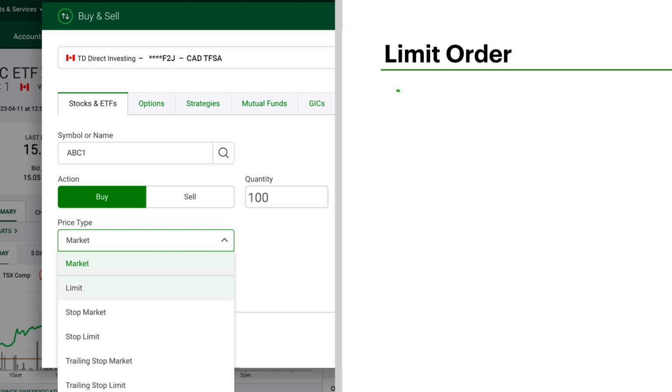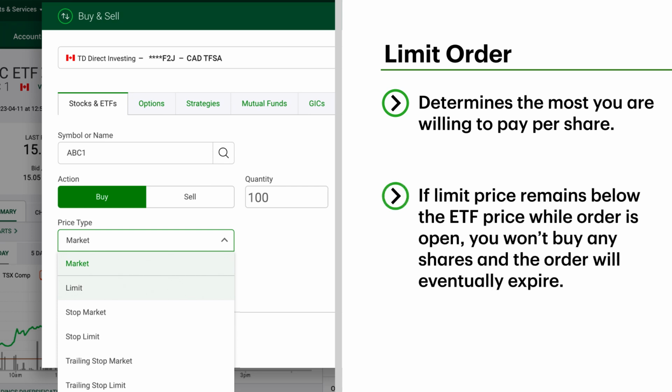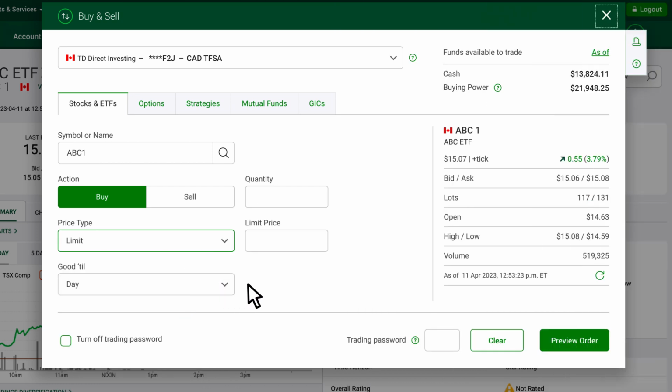A limit order allows you to determine the most you're willing to pay per share. This is the amount you'll enter in the limit price field. However, if your limit price remains below the ETF price while your order is open, you won't buy any shares and the order will eventually expire. To learn more about market and limit orders, as well as other types we didn't cover, watch our videos on order types. You can also click on the question mark icon located in the top right for written help as well.